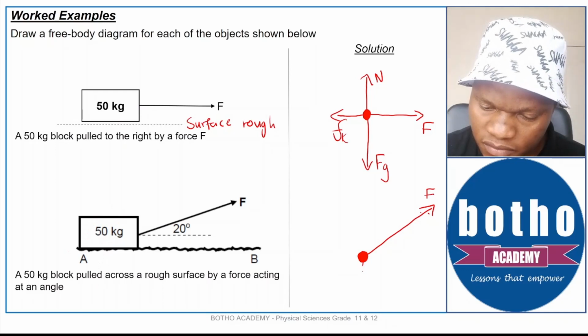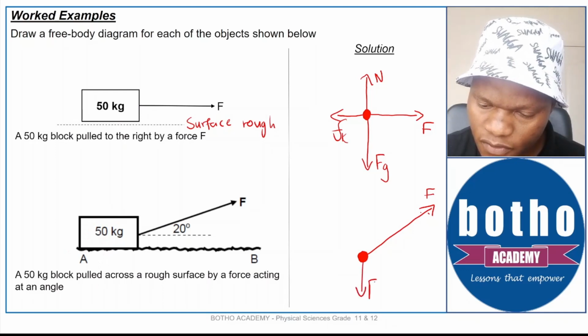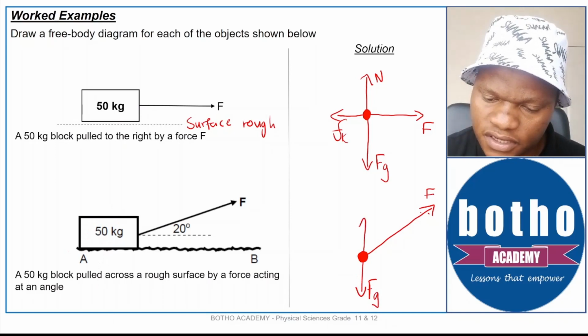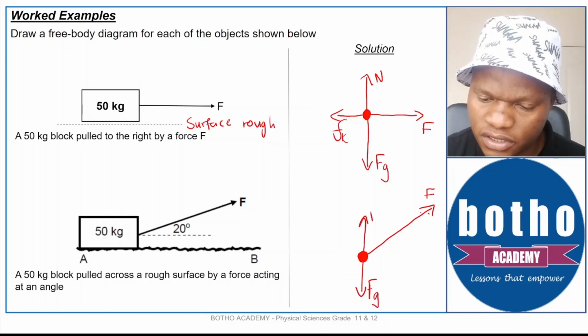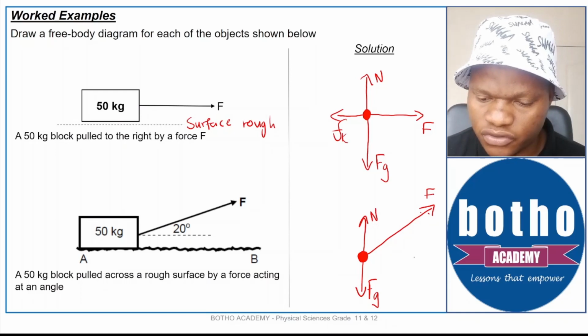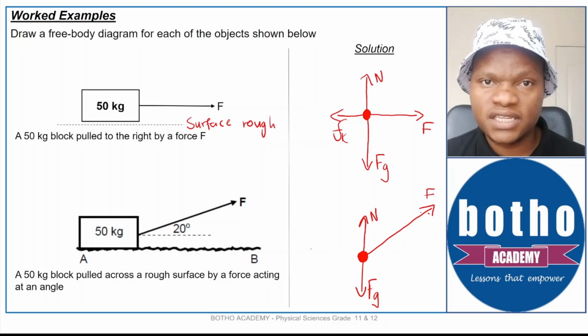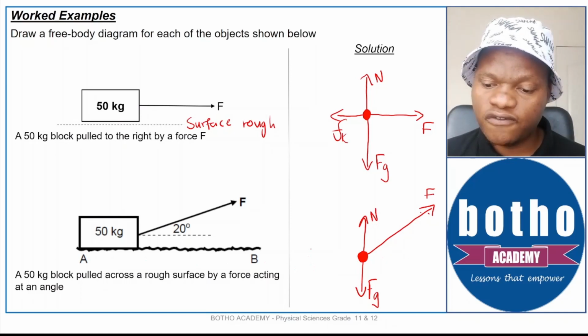If it has mass, it must also have force of gravity, or the weight. And because it's on a surface, it must also experience the normal force, which is perpendicular to the surface at all times. The surface is still horizontal. What is acting at an angle here is the force.